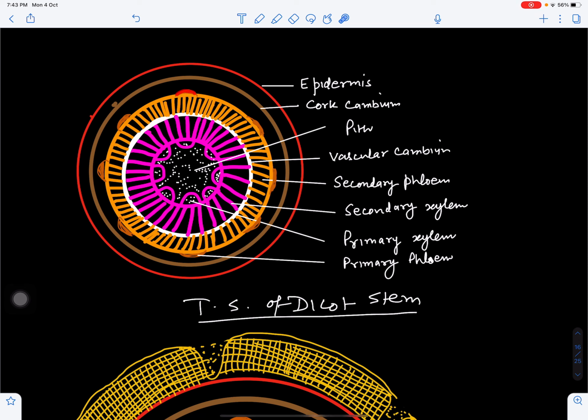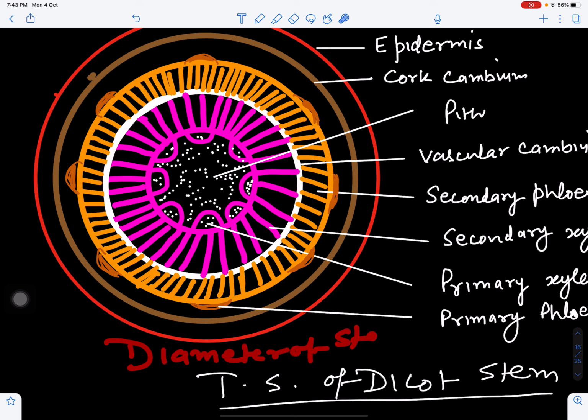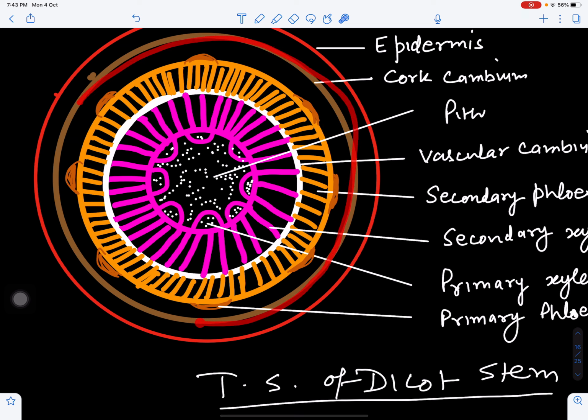Primary phloem is being pushed toward the outer side, and this may get converted into fibers like this. And this is the primary xylem which is present toward the pith in the center. This is the pith part, and this is the cortical zone of the stem. Now the diameter of the stem is increasing, and in this cortex zone, again a cambium develops. This is called cork cambium.